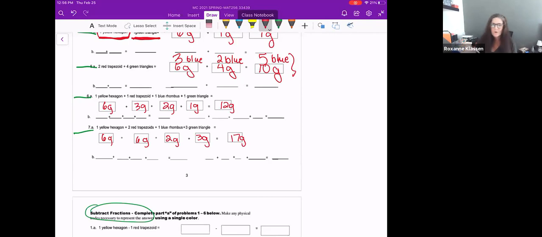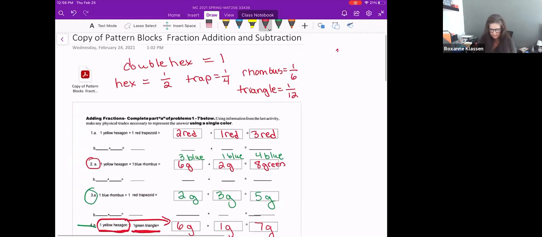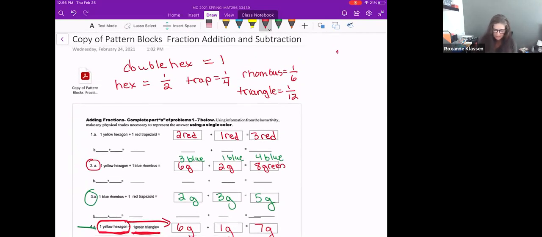Okay, so what is this game all about? What is happening? Do you remember at the very beginning, we wrote our key of what things meant. A double hex was 1 whole, a hexagon was 1/2, a trapezoid was 1/4, a rhombus was 1/6, and a triangle was 1/12. And I'm going to write the colors in just in case people forget.